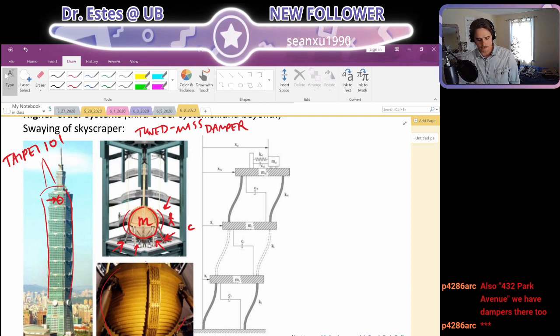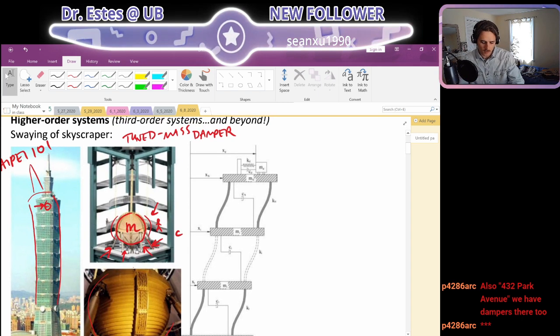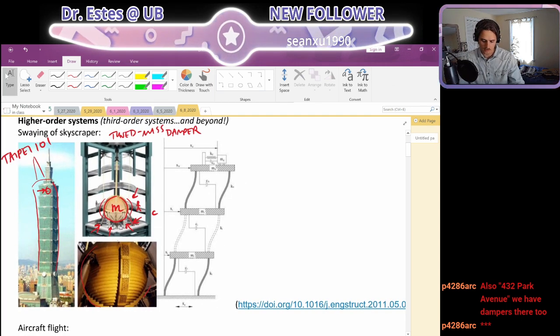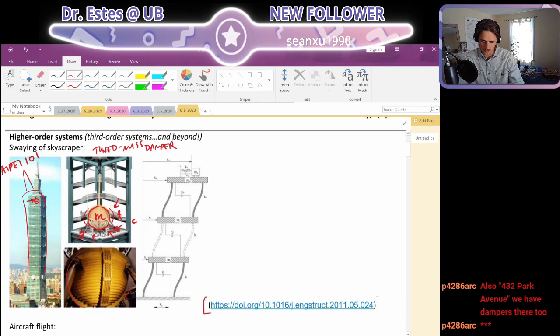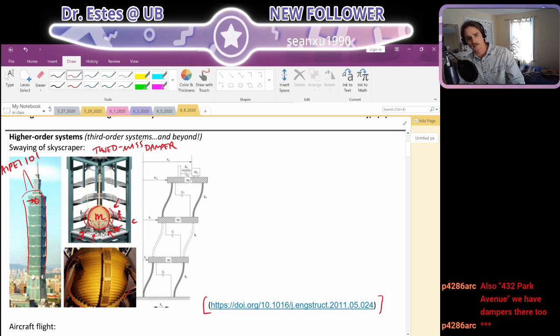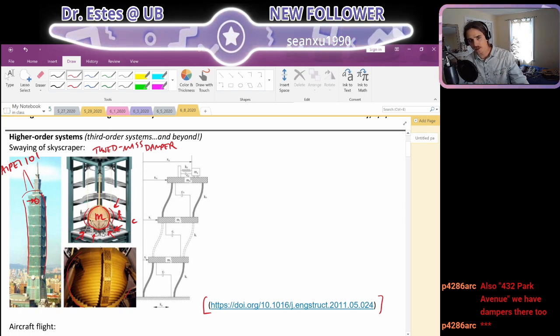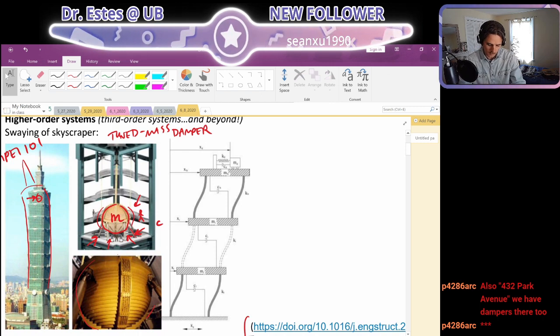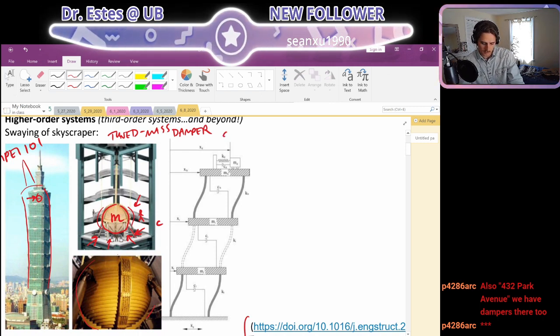So I found this paper. You can follow this link if you're interested, and they talk about some of the engineering design decisions that went into making this tuned mass damper. And here's a schematic of the skyscraper.